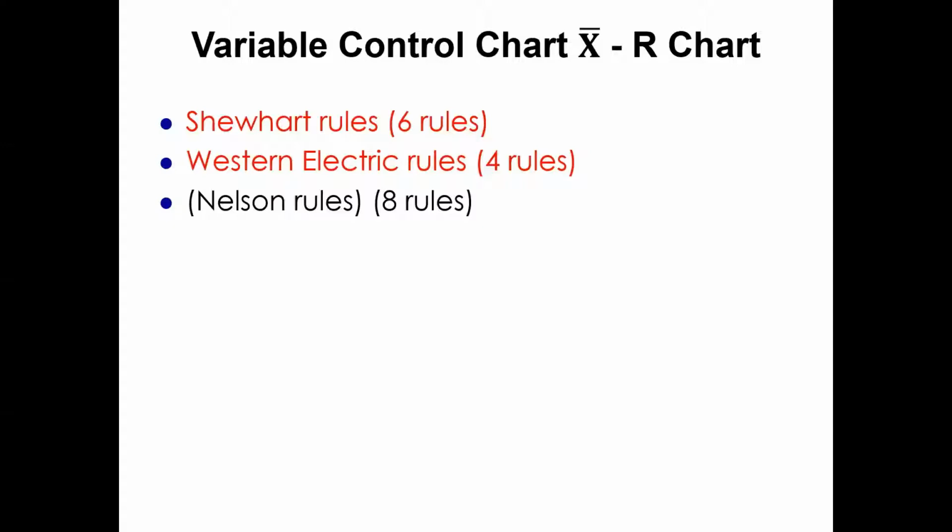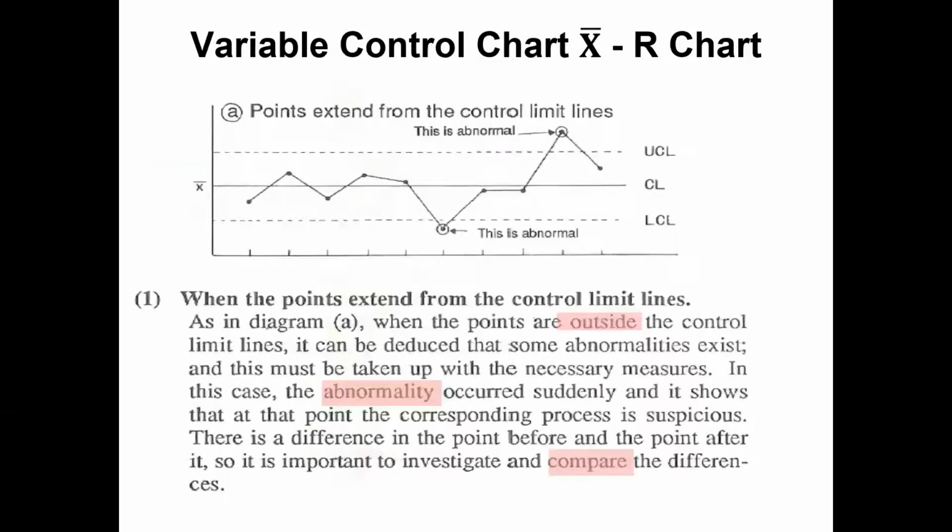Okay, so let's take a look at the 6 rules that were proposed by Shewhart and the 4 rules that are written in the Western Electric Handbook. Let's start with Shewhart's rules. Shewhart rule number 1 is quite straightforward. It's something that you learned before.